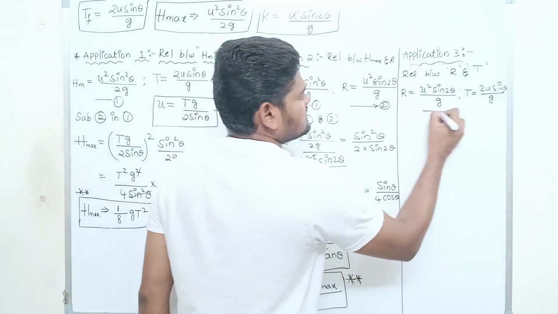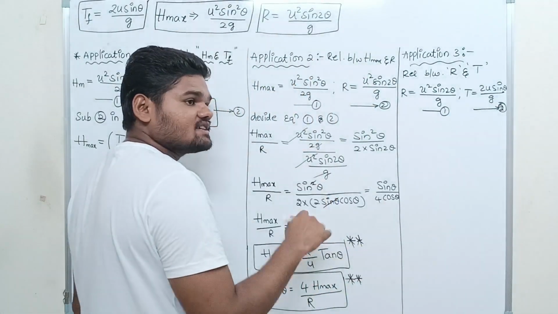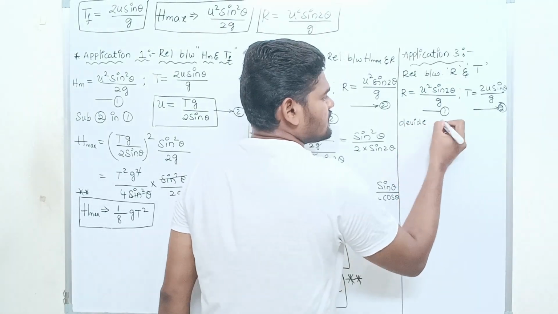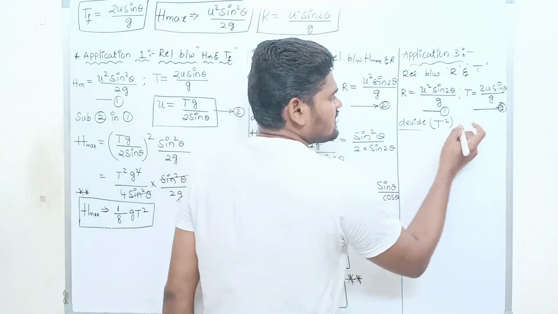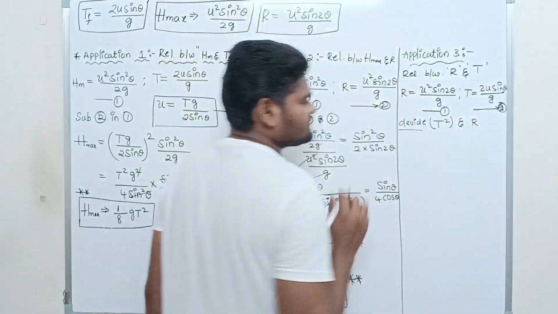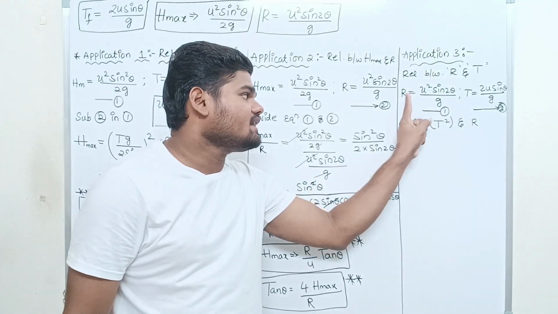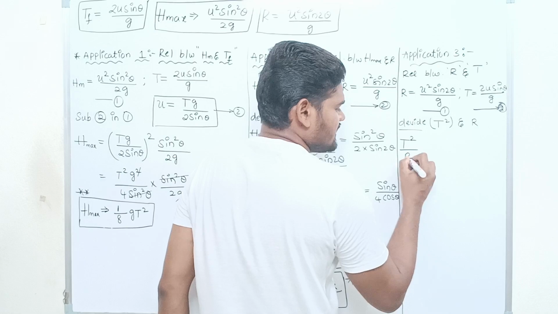Say this is equation number 1 and this is equation number 2. I'm just dividing equation 1 and 2. I'm doing it like this: divide t square and r. I'm just taking the square of the time of flight and dividing it by the range. So t square divided by r.